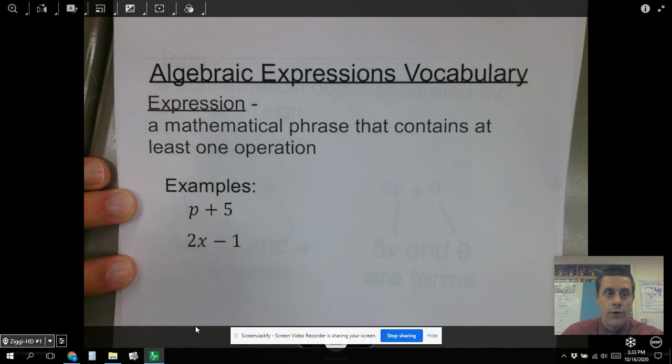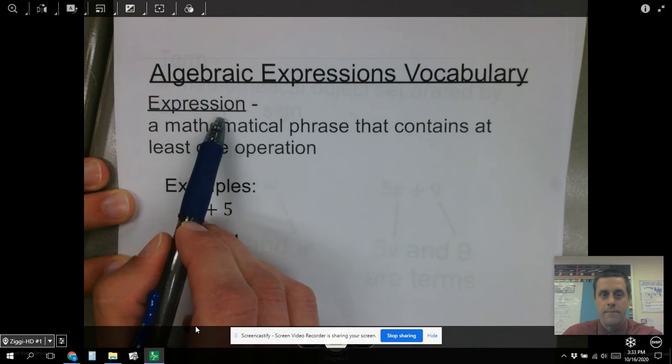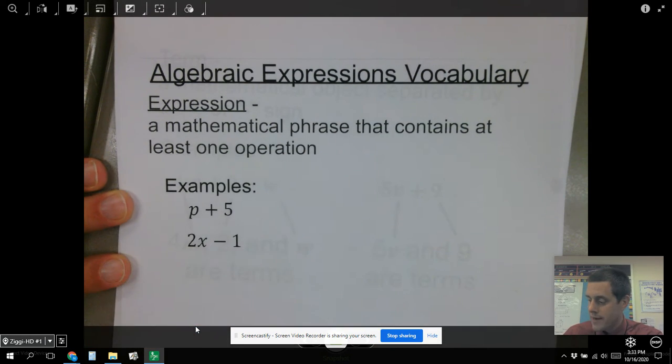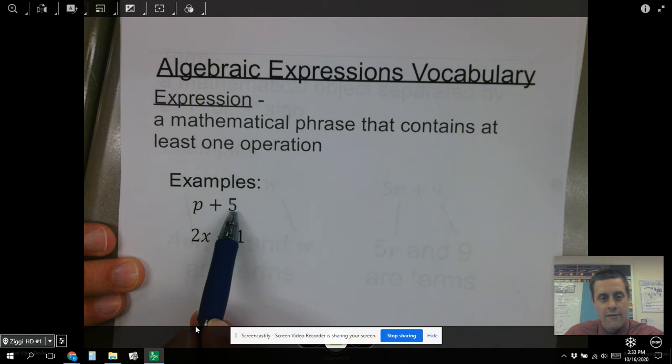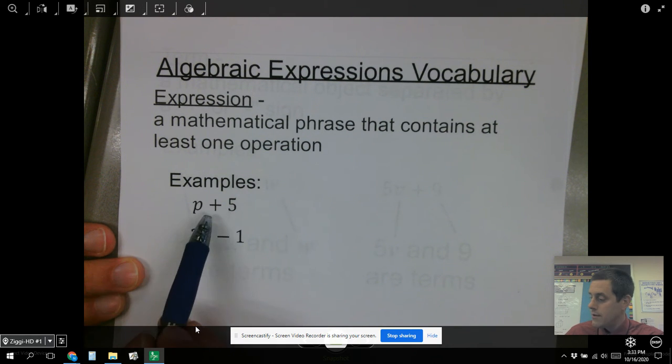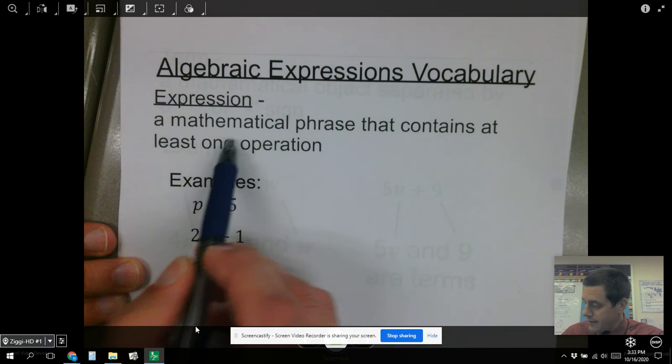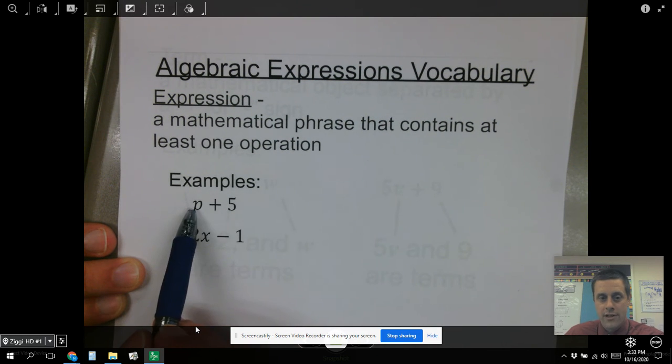First vocabulary word, an expression. An expression is a mathematical phrase that contains at least one operation. So if you look below, we have some algebraic expressions. P plus 5, 2x minus 1. In P plus 5, we have addition. That is the one operation I need in order to have an expression.